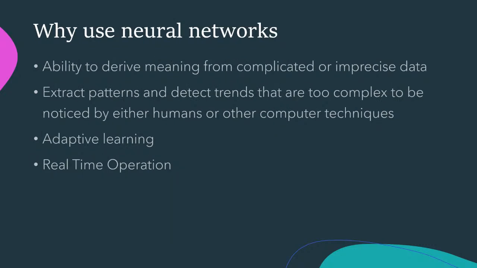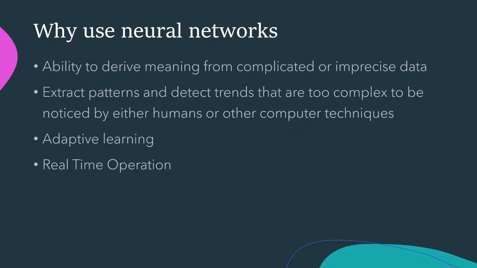These neural networks have the ability to handle complex problems and imprecise data also. They extract patterns and detect trends that are too complex, for problems that are not possible for humans. In that case, they have the ability, that means they have the nature to learn themselves, and to work in real-time operations.